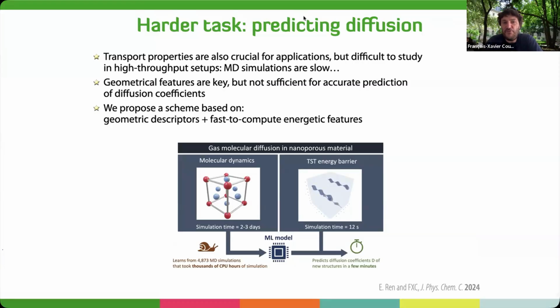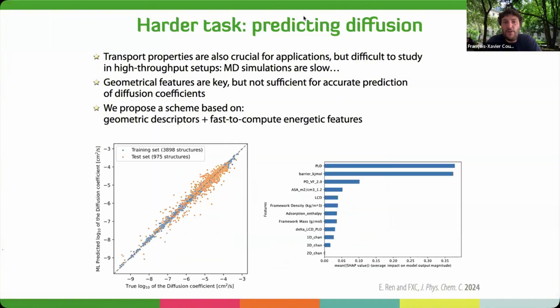So you get some generic trends, but you don't get a very good accuracy for prediction by doing that. Okay. So we want to push it a little bit further than that. So in order to do that, we had to create a data set of transport properties.